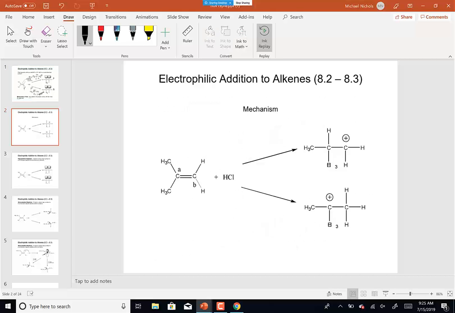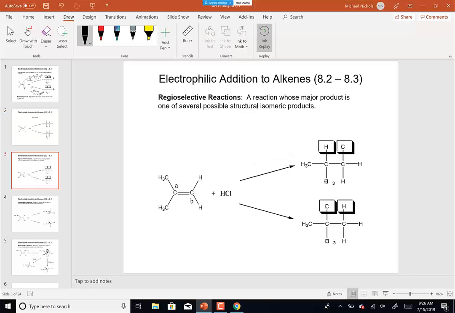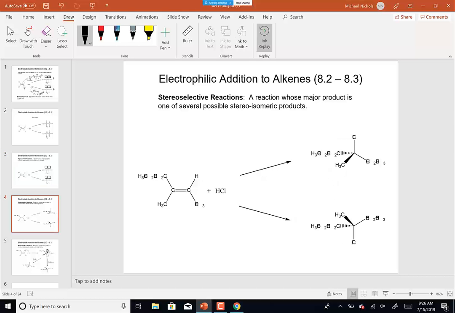So if we go ahead here, here is our reasoning for HX addition, forming the two different carbocations, and then the more stable one gives the major product. Now, when we're looking at the stereoselectivity of this reaction, I'll define that in a minute. This is an ethyl group, and that's a propyl group.